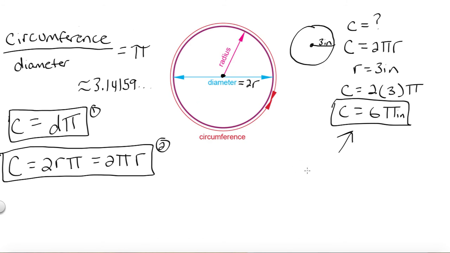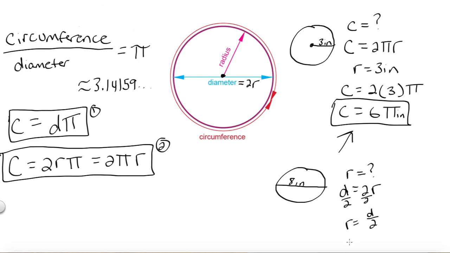Let's take another example. Let's say I have a circle, please excuse my circle, with a diameter of 8 inches. And I want you to find the radius. Well, we know that the diameter is 2 times the radius, right? But right now I'm looking for the radius. So I'm going to isolate this r, which means I'm going to divide by 2 on each side, which means that the radius is diameter divided by 2.